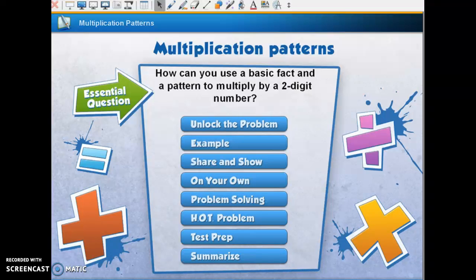Okay, today we're going to talk about how you can use basic facts and patterns to multiply by a two-digit number. Have you multiplied by a two-digit number before? Like 120 times 23? Okay, so we're going to talk about how we can maybe break that down a little bit so it can make it easier for us.